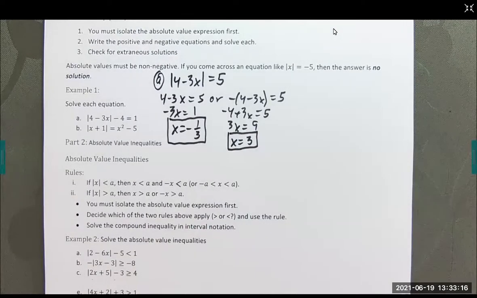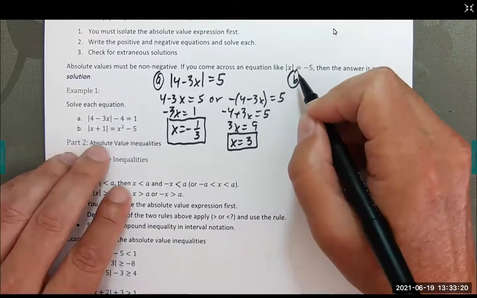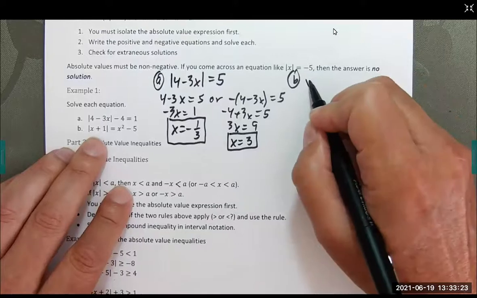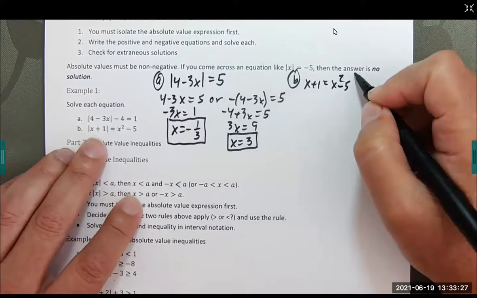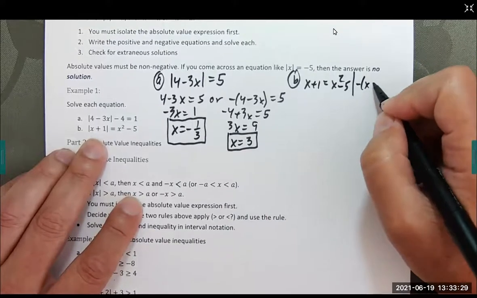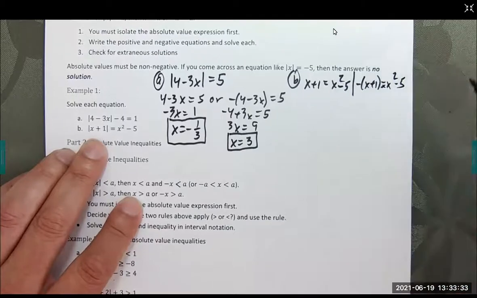Part B is a little more complicated. So I have the absolute value by itself. So I have x plus 1 equals x squared minus 5. I also have negative x plus 1 equals x squared minus 5. I'll deal with this one here in just a minute.